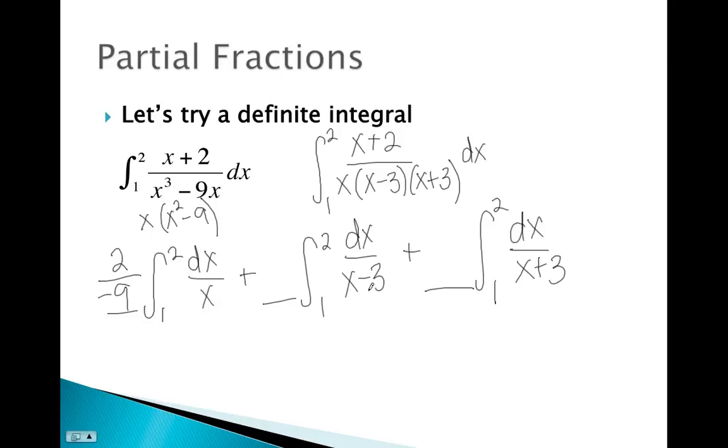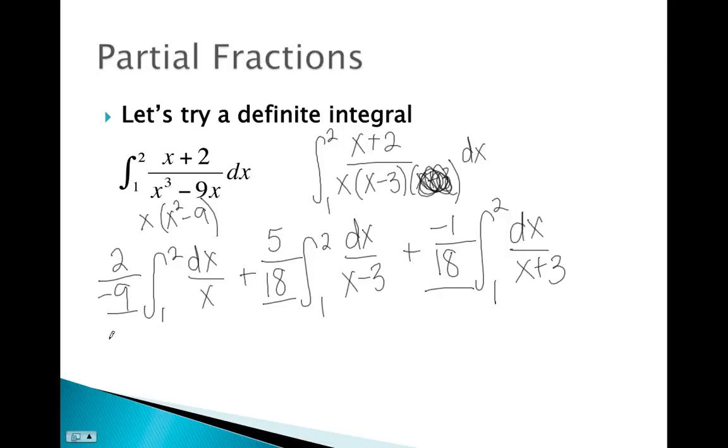What makes this one 0 is 3. So I cover up that factor, the x minus 3 factor, and I plug 3 in everywhere else. 3 plus 2 is 5 over 3 times 6. 6 times 3 is 18. What makes this one 0 is negative 3, so I cover it up and I plug a negative 3 in everywhere else. Negative 3 plus 2 is negative 1 over negative 3 times negative 6 is positive 18.